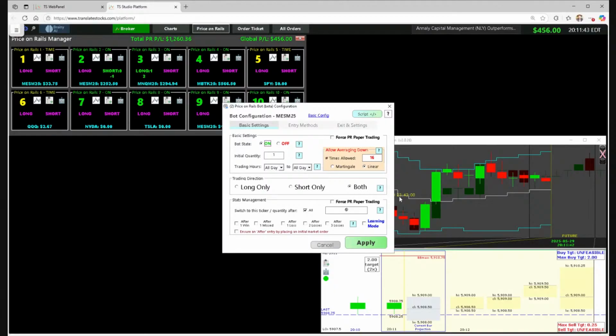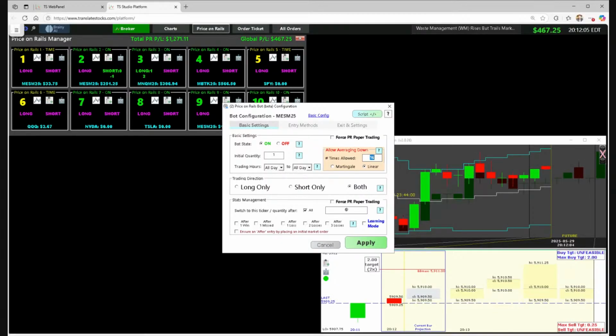So here we have the averaging down up to 16 times. And you can put like 10, 11, 12. It's rare for the strategy to go over 10 averaging downs, but you can go higher. I put 16 here, and I'm comfortable with 16. There are no trading hours, so when the market stops, it stops with the position and then it resumes with the same position.